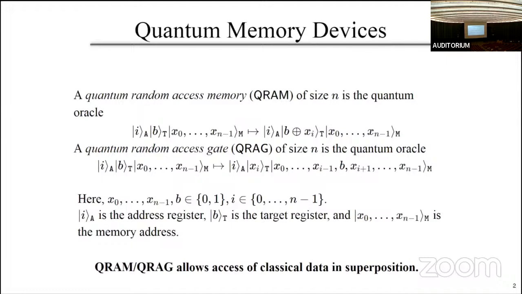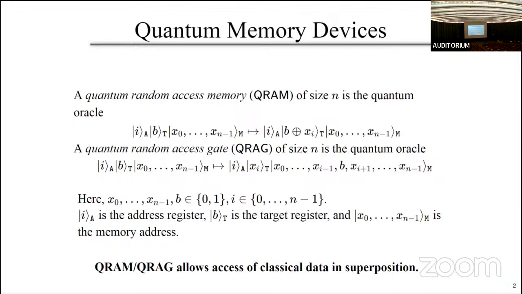So what is a QRAM? From a very theoretical perspective, a QRAM of size n is basically an oracle that does this mapping. It has an address register I, a target register B, and a memory register X, which can be quantum or classical. It accesses the ith entry of the memory, x_i, and adds it to the target register. You can see it as a quantum equivalent of a read-only memory.